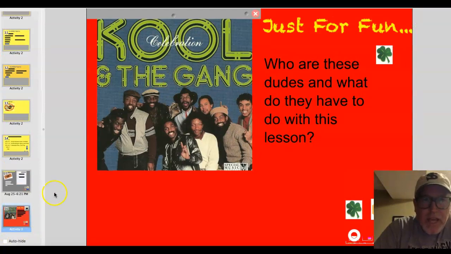Well, they're Kool & the Gang, and back in 1980, I think I was a sophomore the first time. Yeah, my first year as a sophomore. Anyway, these guys were awesome. Had a huge, massive hit called Celebration.